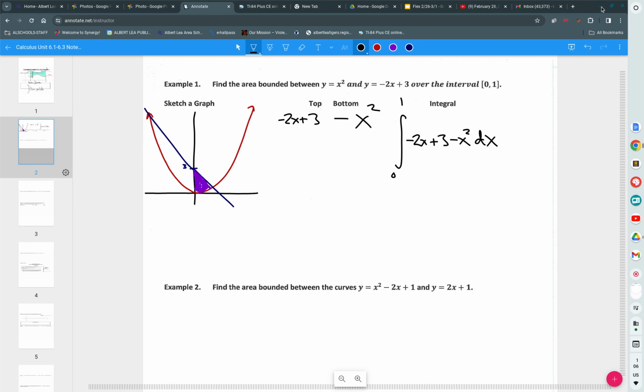And now that's not very complicated, is it? I mean, that's just from our past couple units. We simply find an antiderivative. What's the antiderivative of negative 2x? Negative x squared plus 3x minus x cubed over 3. Evaluated at 0 and 1.